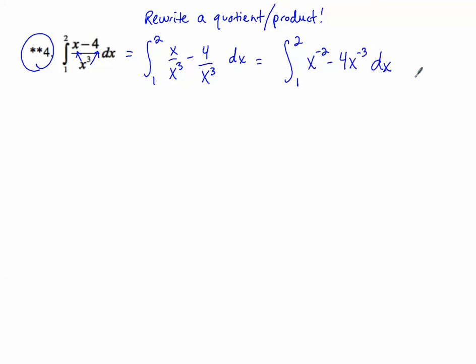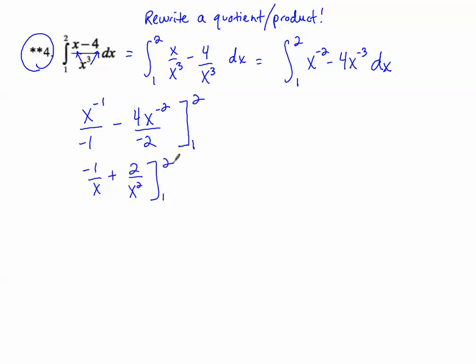Now we're ready to do our antiderivatives. That one is x to the -1 over -1 minus, remember we're adding 1 to each exponent, 4x to the -2 over -2. Put our brackets, put our limits. We don't need a plus c because it's going to subtract away. Now we can rewrite our negative exponents. We don't want to leave negative exponents when we know we have to plug in values. So I'm going to rewrite this as -1 over x minus, this will become a plus, 2 over x squared on the interval 1 to 2.